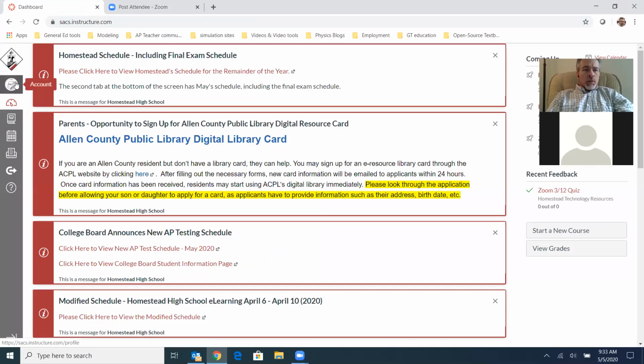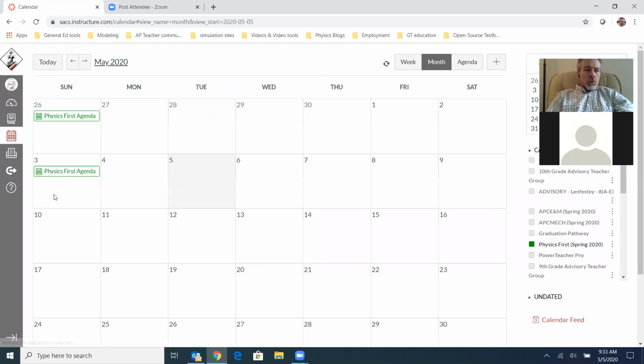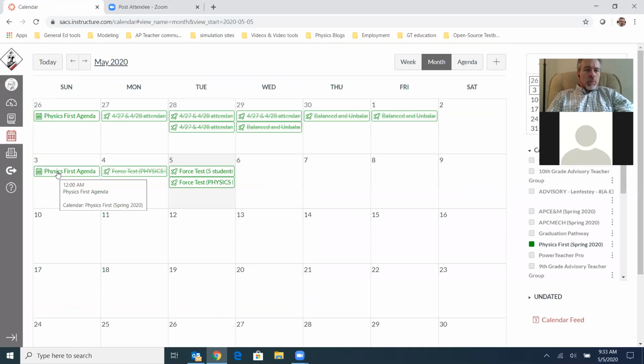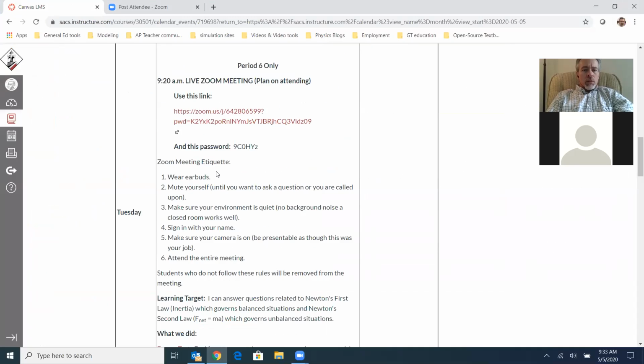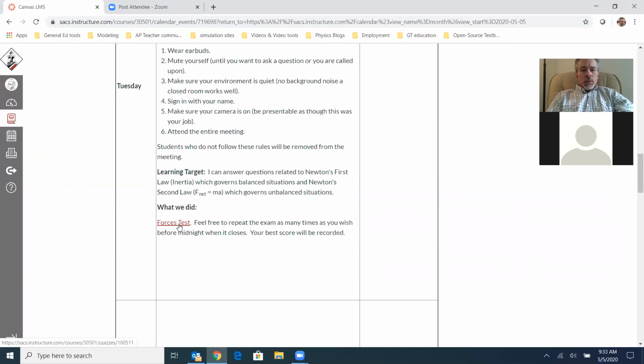So you go to the Canvas calendar and you click on physics first over here on May the 3rd. Make this a little bit bigger. Scroll to Tuesday because today is Tuesday. And we're going to be taking the force test. You want to do the best you can since it's the last grade of the year. If you need somebody to come in and read a question to you or explain something a little bit better, down near the bottom there's a little smiley face or reactions, and you can call me into your breakout room.